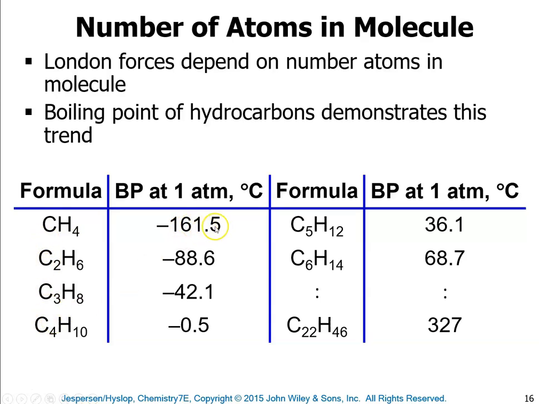And we go from negative 161 to 0.5 degrees Celsius for butane. And then when we get to 22 carbons, the boiling point's up to 327 degrees Celsius. So huge changes just by adding longer chains of carbon.